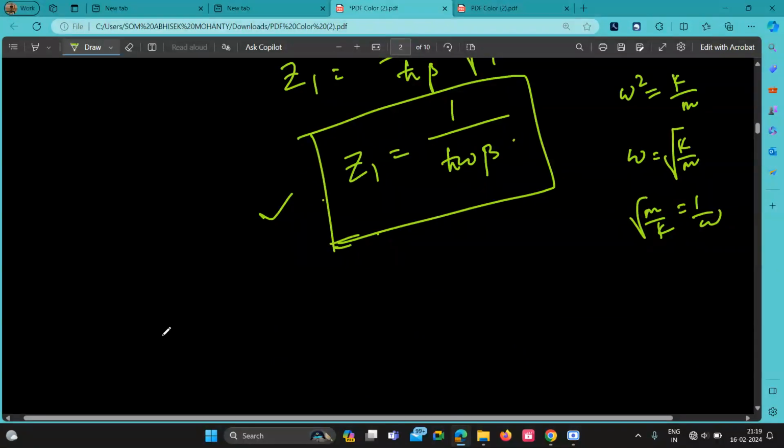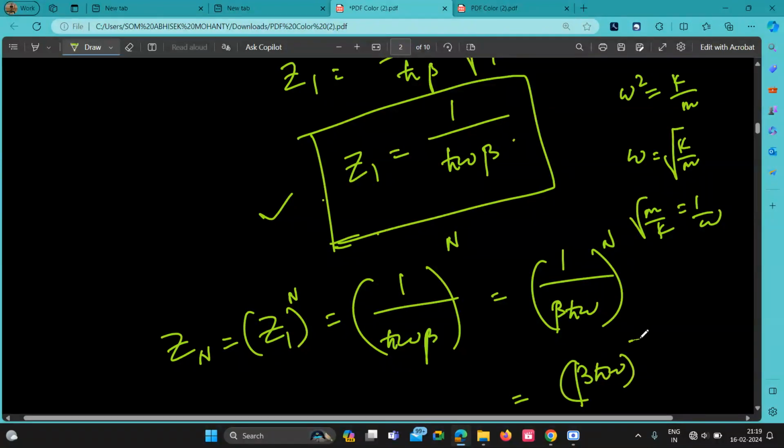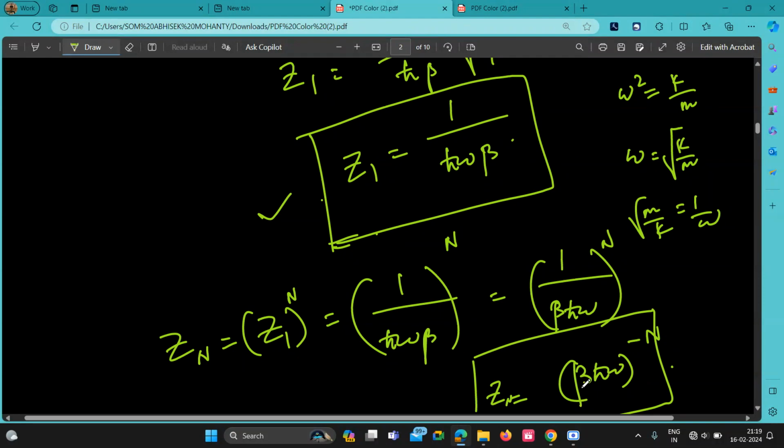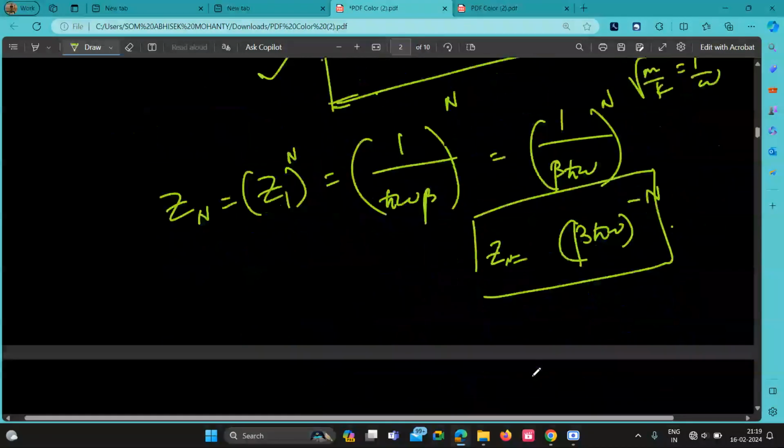So Zn is equal to Z1 to the power n, that is 1 by h cut omega beta to the power n. I can also write it as beta h cut omega to the power minus n. So this is the partition function for the classical harmonic oscillator.